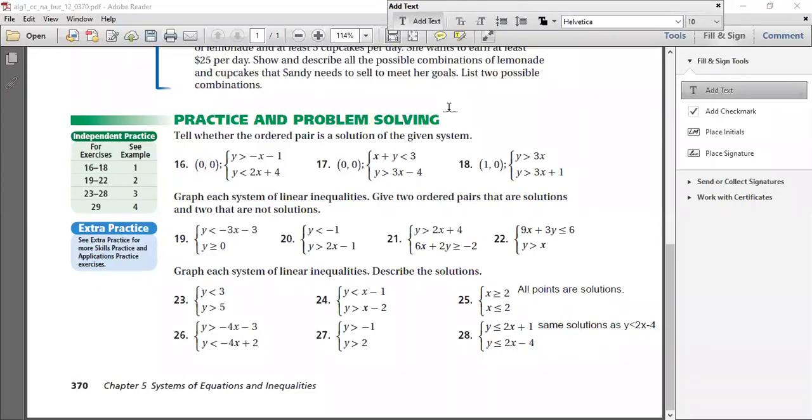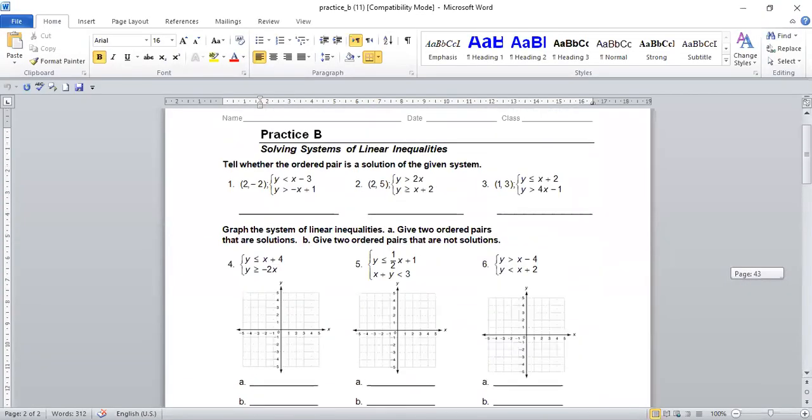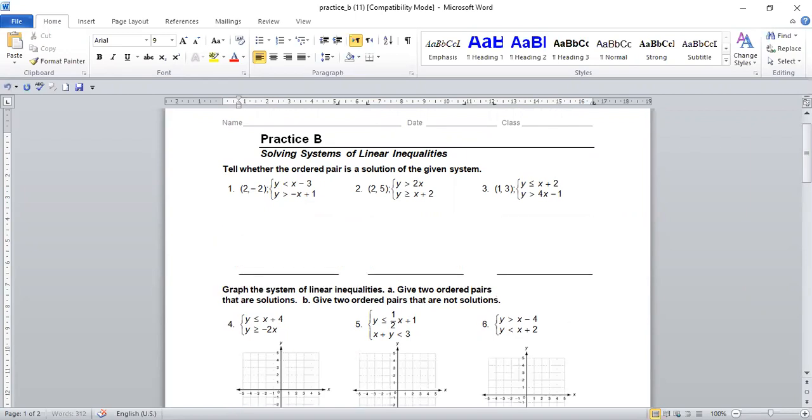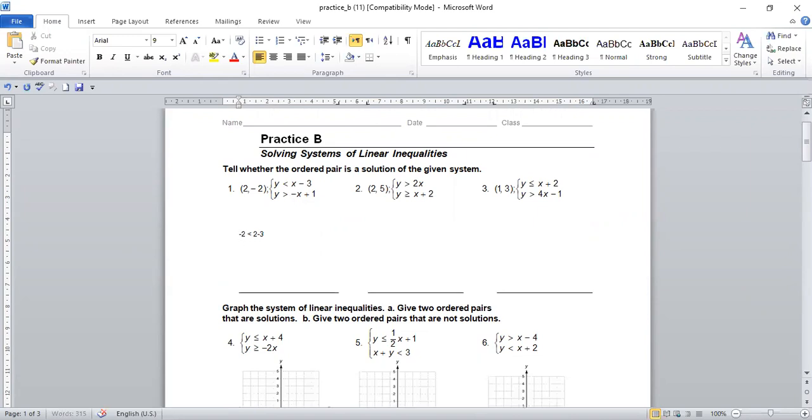So let's move on and check the homework answers. Tell whether the ordered pair is a solution of the given system. All you need to do is substitute the values here. I will just show you without all those steps, because I don't need to be repeating steps again and again. For the first inequality, y is -2, is going to be less than, x is 2, minus 3. So 2 minus 3 is going to give you -1, which means -2. Let me make this bigger.